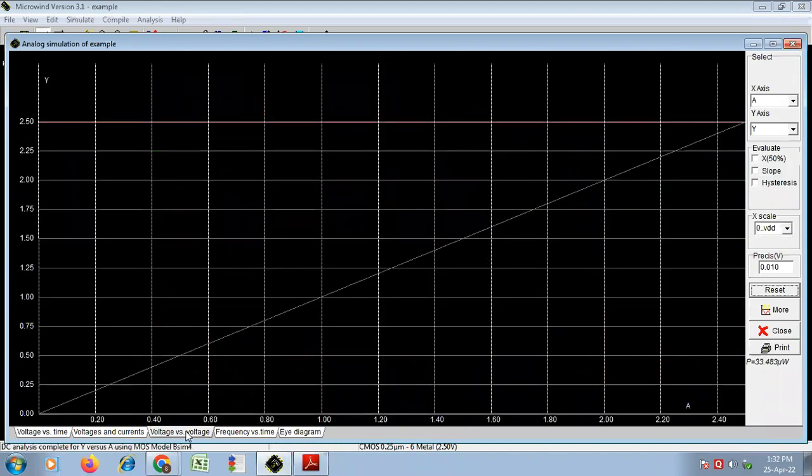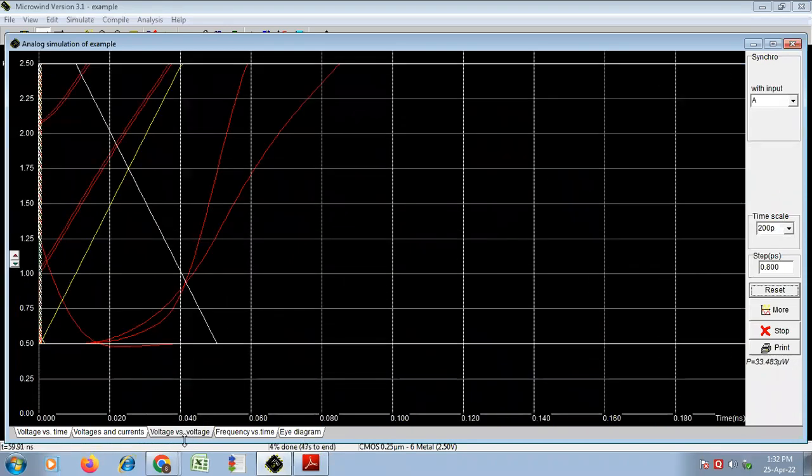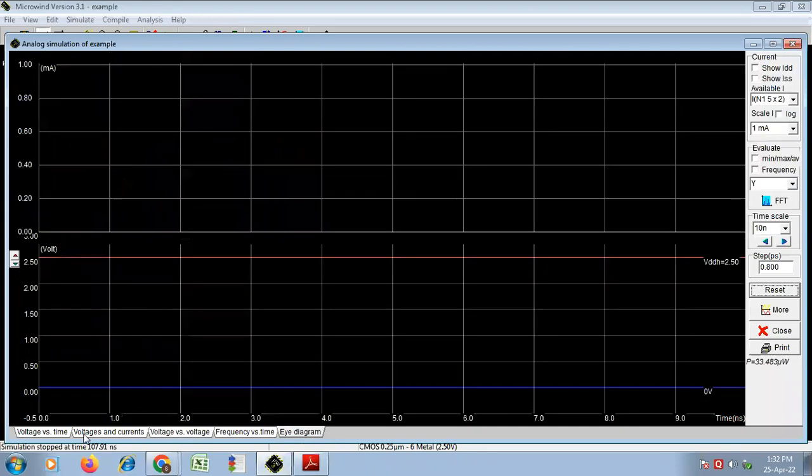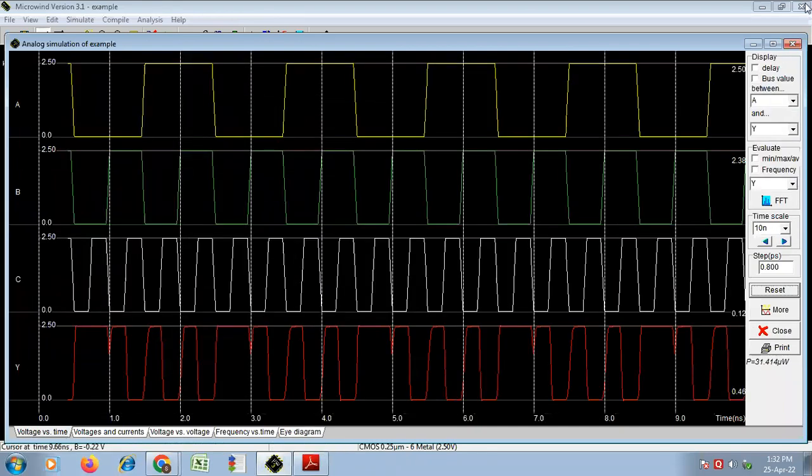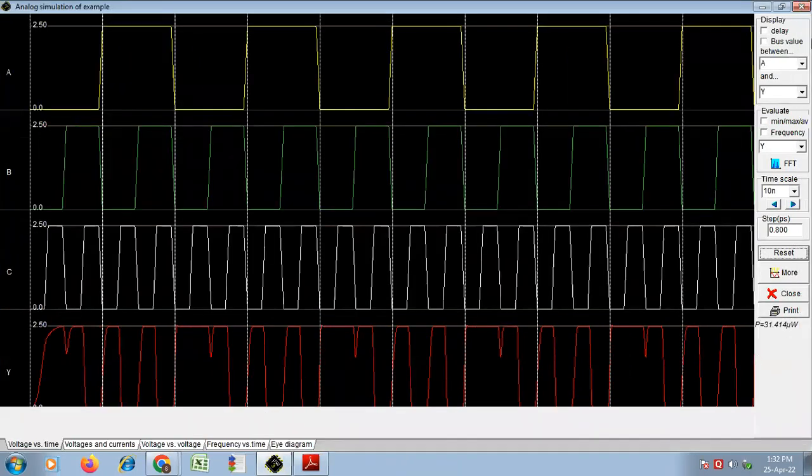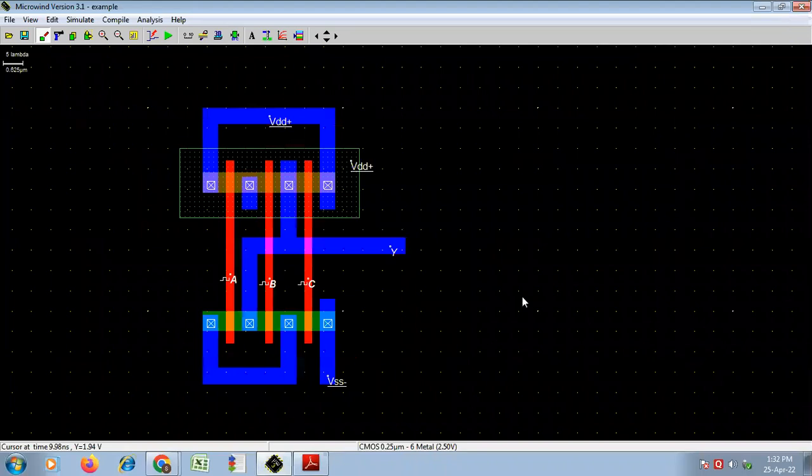Voltage versus voltage. This is the I diagram of this. This is voltage versus time. That means whatever the output we got, it is correct, right? And this is the entire power consumption. How much is it? 31.41 microwatt. It is the entire power consumption of our design. So this is about the first experiment.